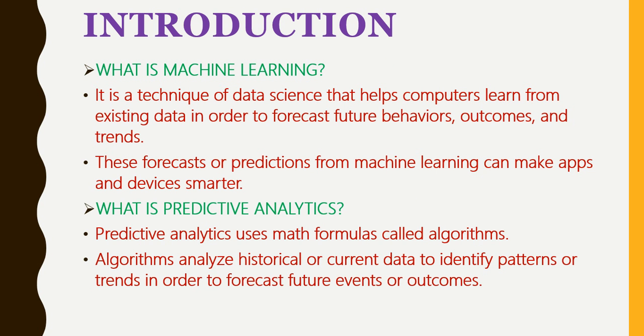What is machine learning? It is a technique of data science that helps computers learn from existing data in order to forecast future behaviors, outcomes, and trends. These forecasts or predictions from machine learning can make apps and devices smarter. My model is based on predictive analytics. What is predictive analytics? Predictive analytics uses math formulas called algorithms. Algorithms analyze historical or current data to identify patterns or trends in order to forecast future events or outcomes.